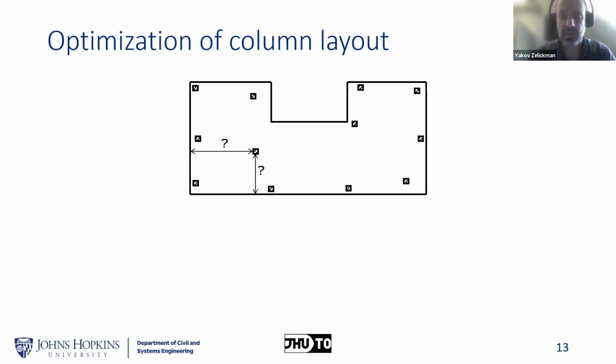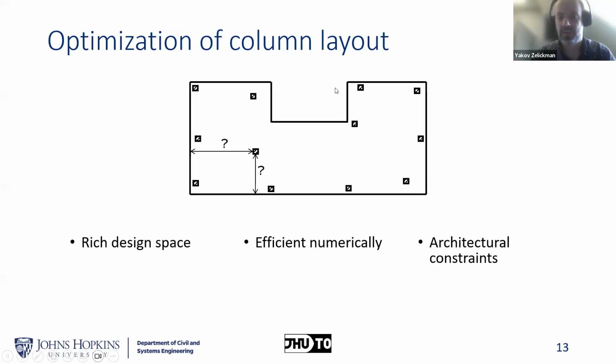Okay, so the first example I want to share with you is optimization of supports. We already looked at an example of it, but now we want to take a closer look at how it works. These are the three requirements I want for this optimization. I want a rich design space, in the sense that I want the columns to be able to move freely across the entire domain. I want it to be numerically efficient, and I want to be able to embed architectural and other constraints.